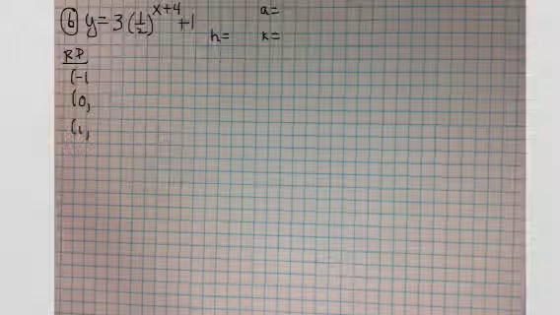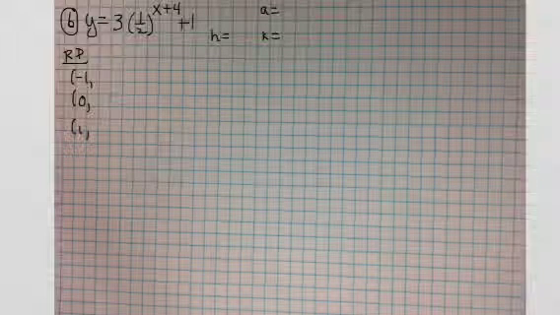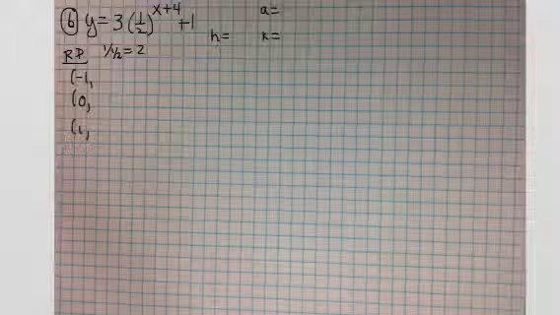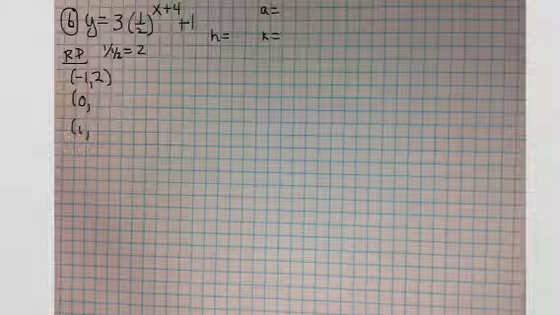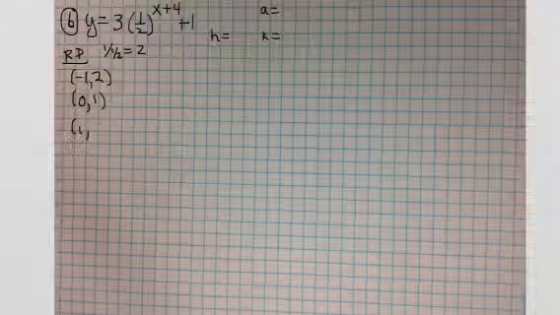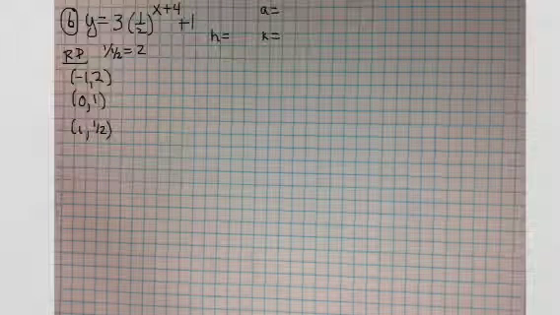Our reference points are the same as before: -1, 1 over b. But since b is 1/2, let me put it here on the side: 1 over 1/2 equals 2. So this becomes -1, 2. Then the second point is the same as before, 0, 1, and then the third one is 1, b, so b is a half, so that stays as a half.